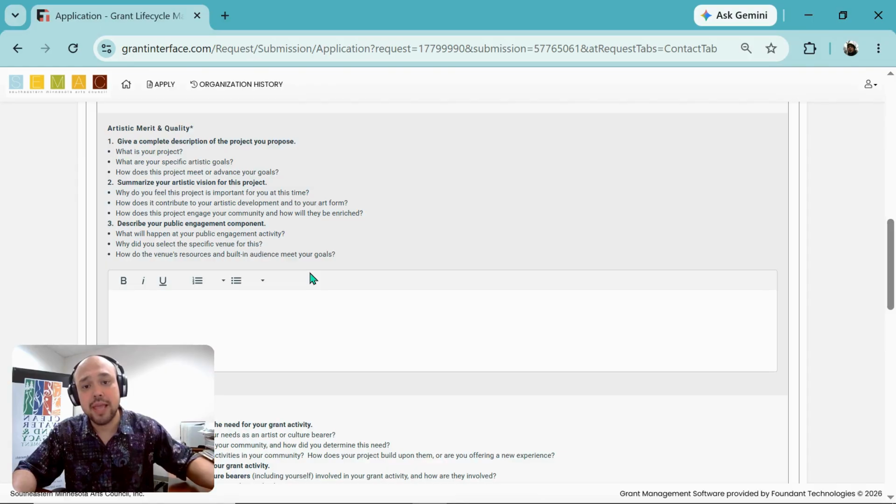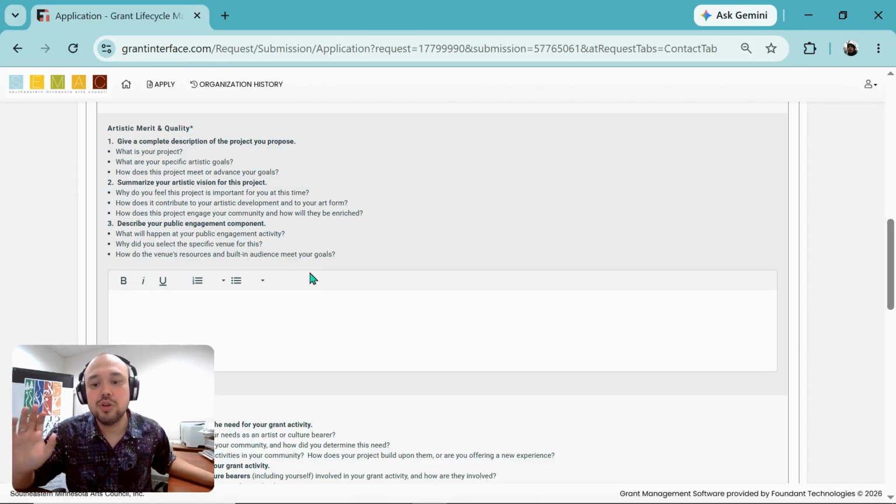As you prepare your own application, remember that every response in this section should help reviewers understand your project a little more clearly than the response before it. By the end of the artistic merit and quality section, reviewers should have a complete, coherent, and compelling understanding of both your project and your artistic vision.